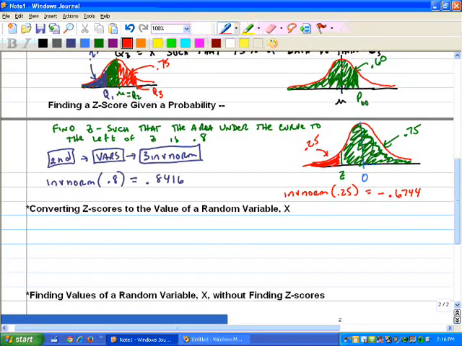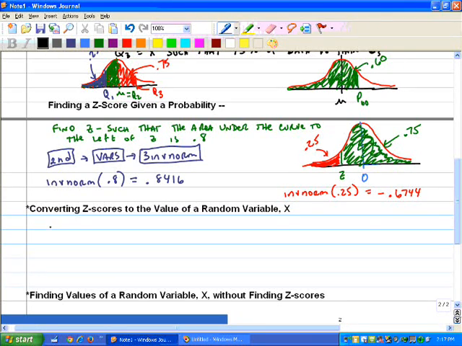If you can find the z-scores that correspond to the given areas under the curve, the given probabilities, then you're also given the mean and the standard deviation of the distribution. You can convert those z-scores into actual x values. Let's say that for the distribution given above, we were finding the z-scores.